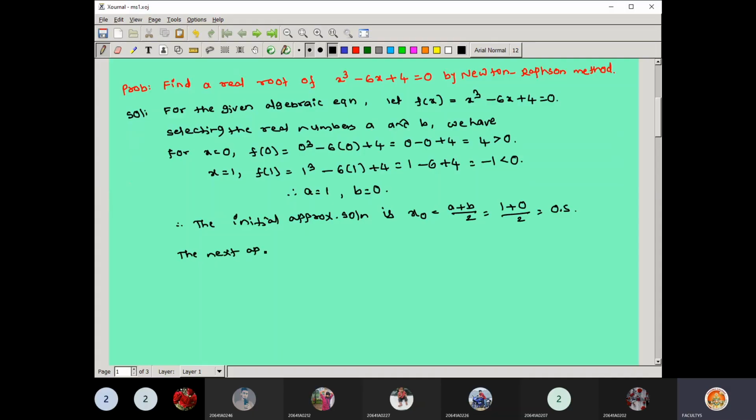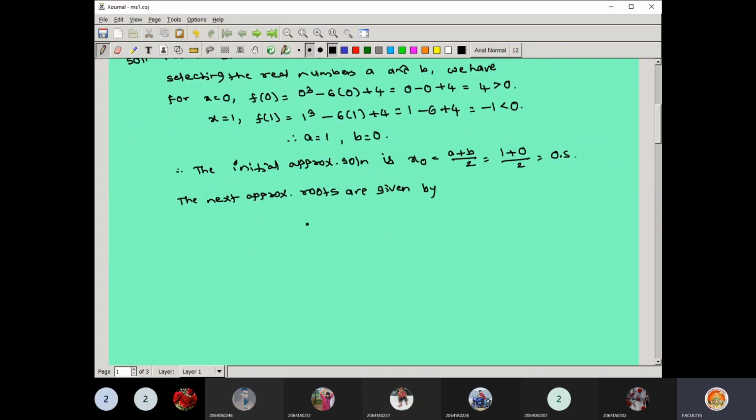The next approximate roots are given by a separate formula. That was given by Newton and Raphson. As per the procedure, the formula is x n plus 1 equal to xn minus f of xn divided by f dash of xn. Here n takes the value 0, 1, 2 and so on. Now you just substitute its corresponding values.